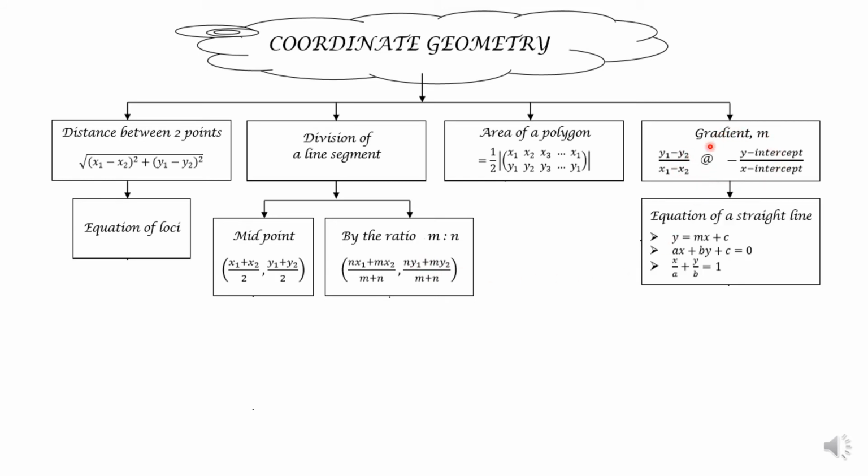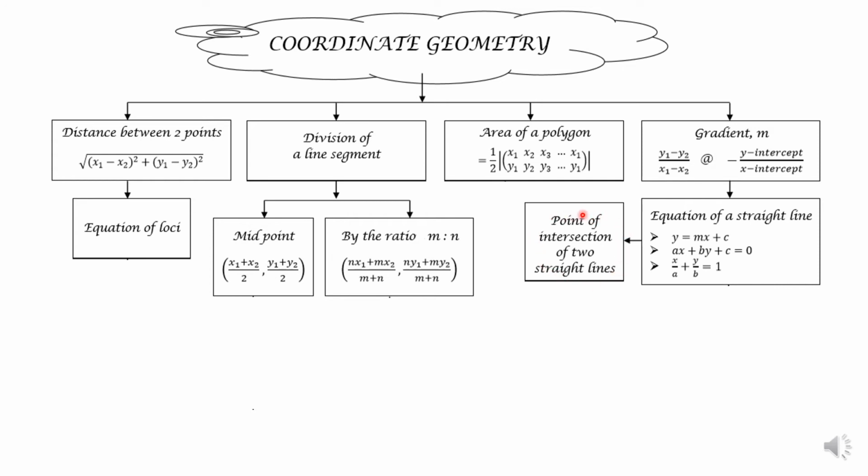For gradient, formula for gradient will be y1 minus y2 over x1 minus x2, or negative y-intercept over x-intercept. With this information, you should be able to form equation of a straight line. Y equals mx plus c is in the gradient form. Ax plus by plus c equals 0 is in the general form. X over a plus y over b equals 1 is in the intercept form.